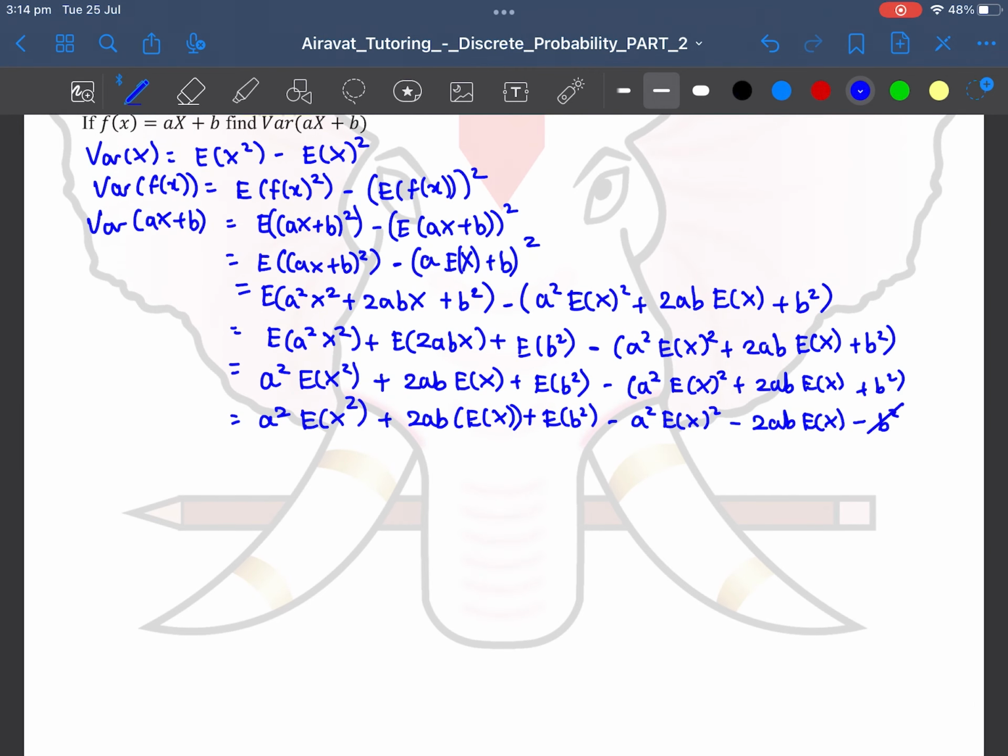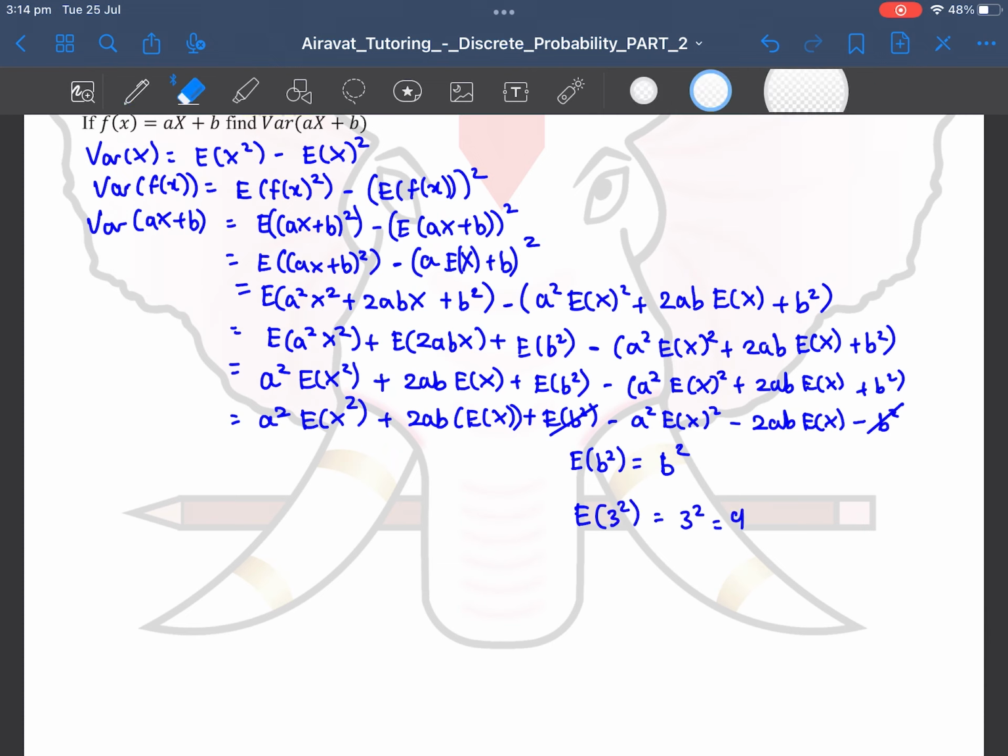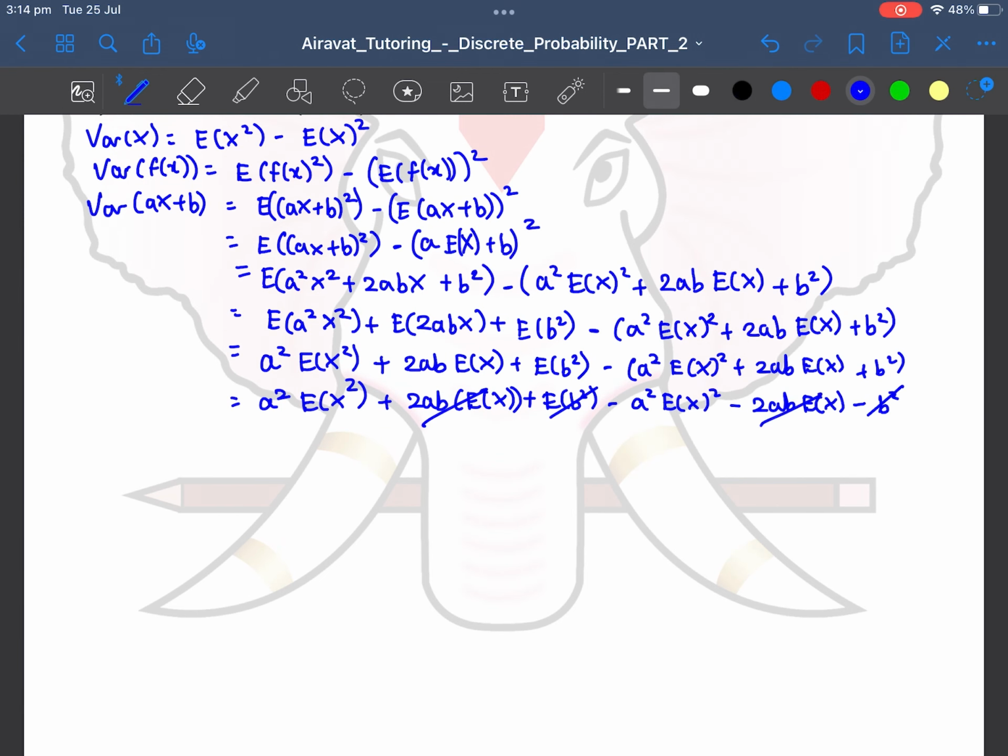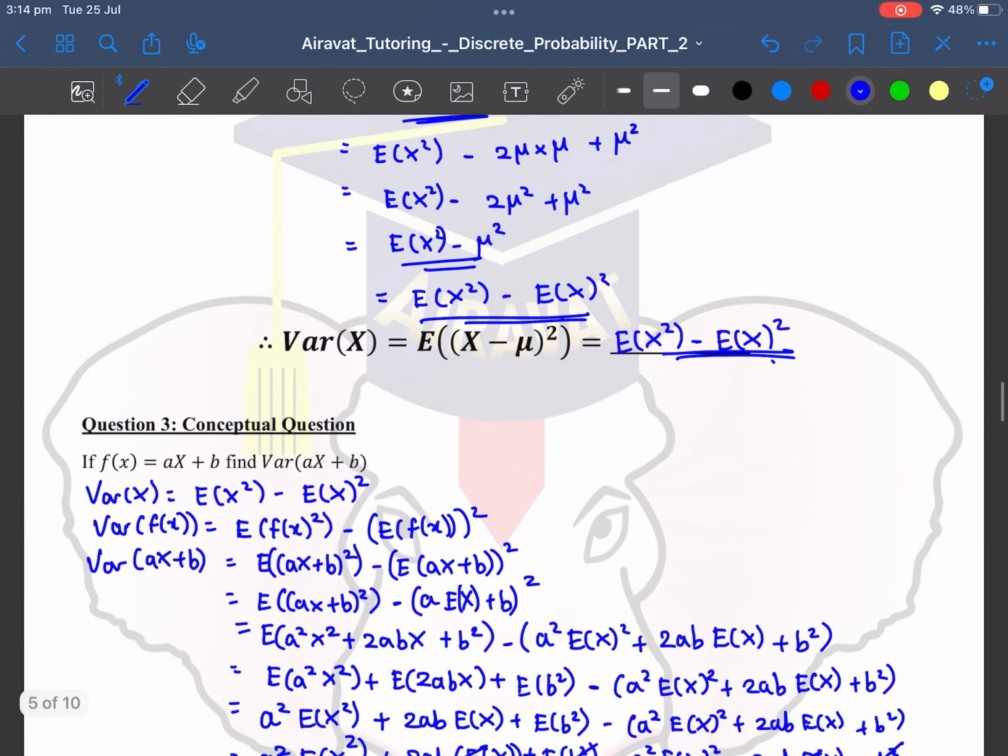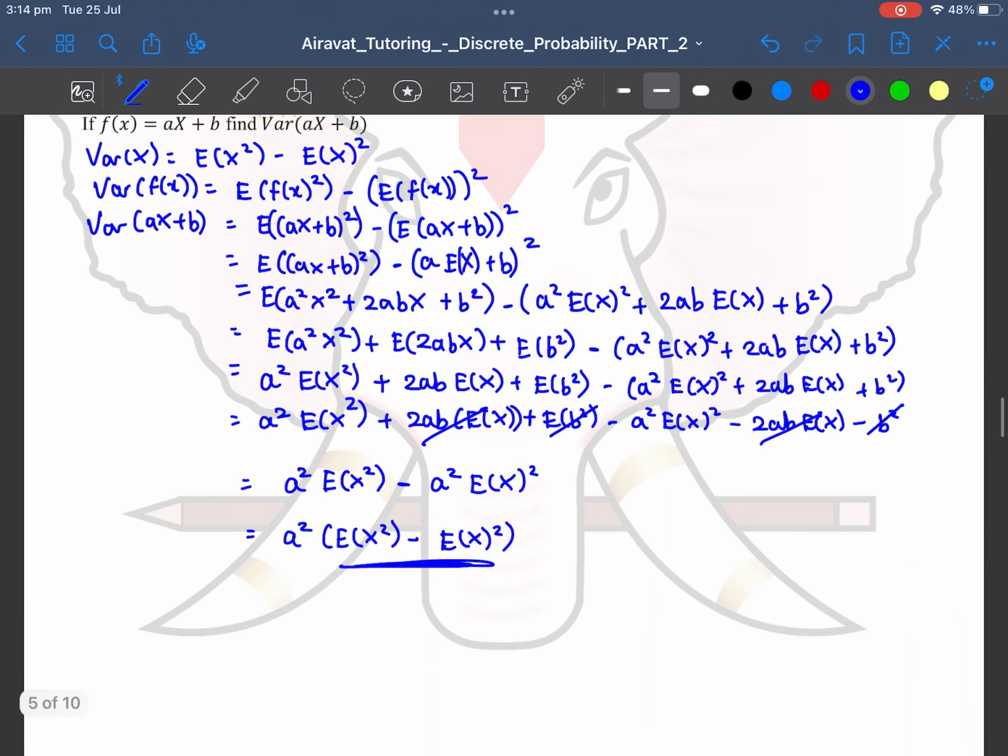So what we can now do is cancel this one and this one out, because E of b squared is just going to be b squared. Why? Because E of 3 squared is just going to be 3 squared, which is equal to 9. Same logic. Alright, we can cancel these two out. Now we can also cancel these out. What we are left with is a squared E of X squared minus a squared E of X whole squared. And again we can take out a squared as a common factor: E of X squared minus E of X whole squared. And this formula looks exactly the same as what we derived before, which is also the variance.